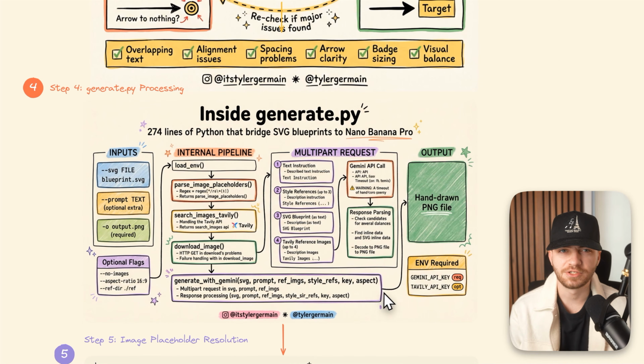This is a good time to mention that you will need a Gemini API key in order to generate these diagrams. And if you wanted to pull reference images from Google and include those in the diagrams, you'll need to populate your Tavily API key.